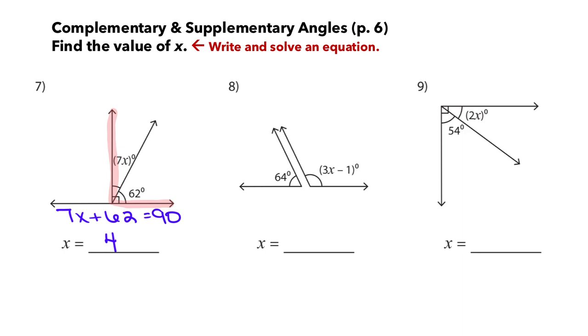All right, number 8. What equation did you set up? Jimmy: 3x minus 1 plus 64. Very good. 3x minus 1 plus 64 equals 180. And when you solved this, Jimmy, what'd you get? 39 is correct.